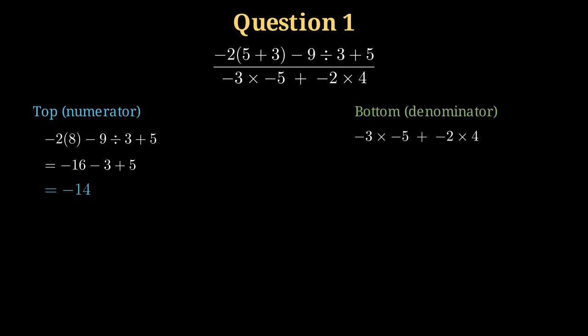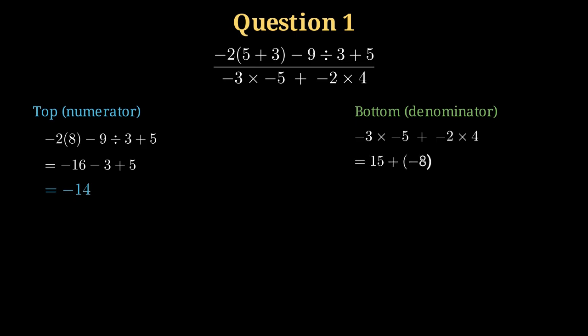Again, multiplication comes before addition. Look at -3 times -5. Here is an important rule. When you multiply two negative numbers, the answer is positive. So -3 times -5 is positive 15.